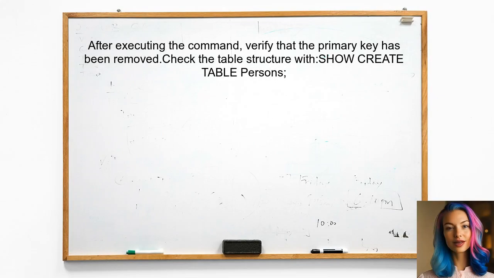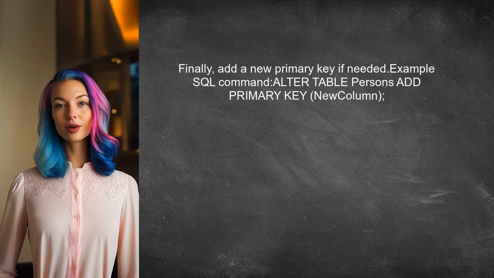After executing the command, the user should verify that the primary key has been removed. This can be done by checking the table structure. Finally, the user can add a new primary key if needed. This can be done by using the ALTER TABLE statement again, specifying the new column as the primary key.